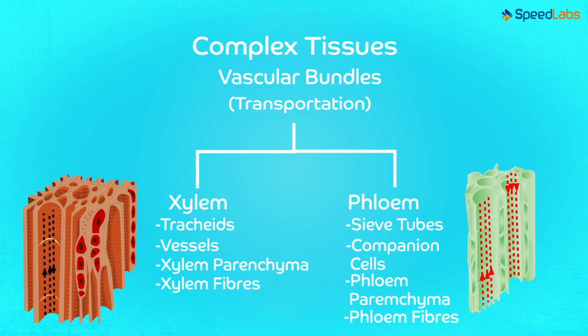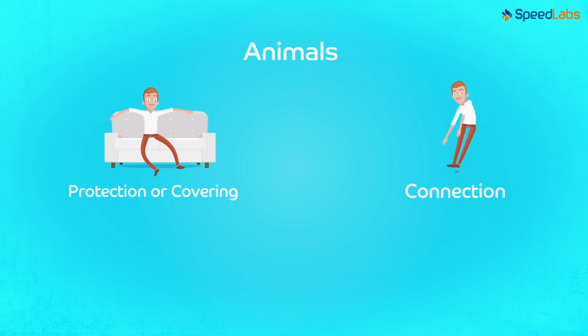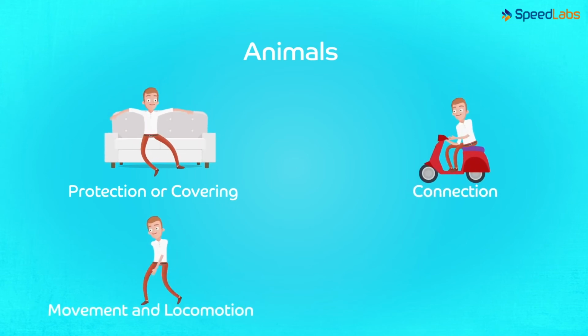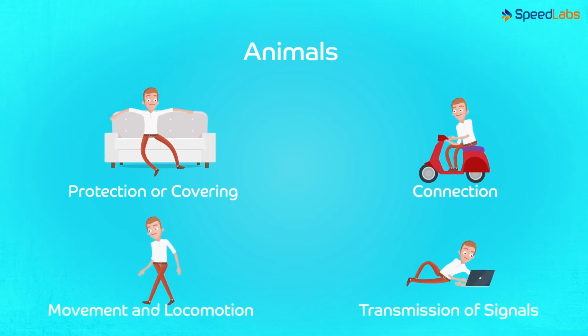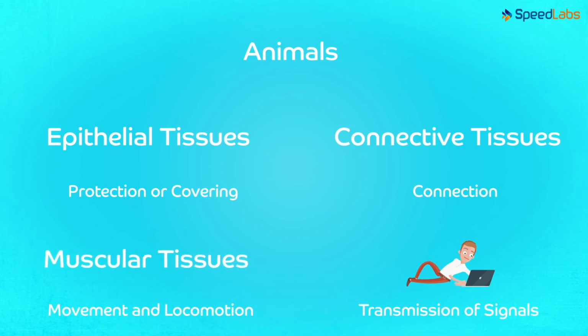Now let's have a look at the tissues found in animals. In animals, we categorize the various tissues based on their major collective function. So the four major functions include protection or covering, connection, movement and locomotion, and transmission of signals. Accordingly, we have the major types of epithelial tissue, connective tissue, muscular tissue, and nervous tissue.